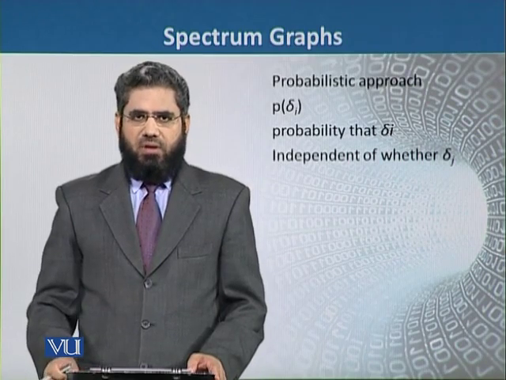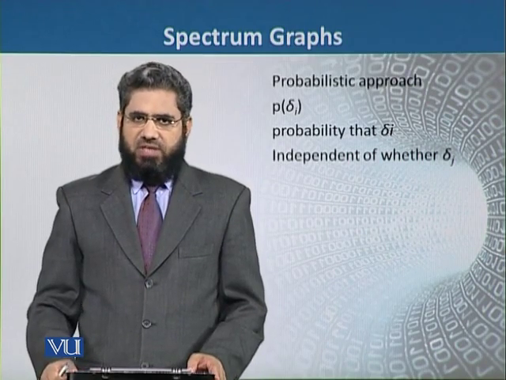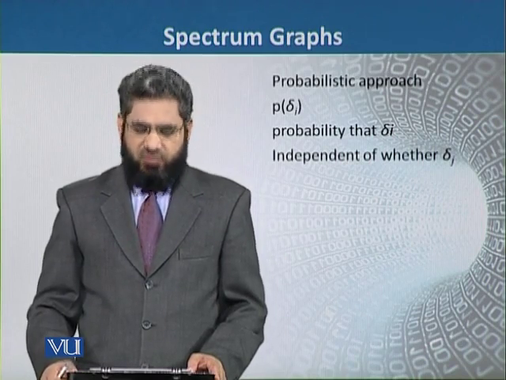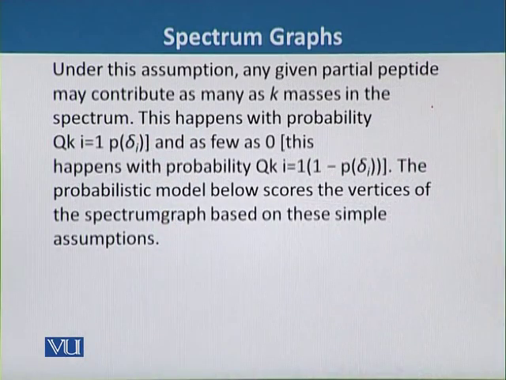So the ions that are generated by the same peptide are independent of each other. Under this assumption, any given partial peptide may contribute as many as k masses in the spectrum, and this happens with probability p, and as few as 0, and this happens with the probability 1 minus p delta ij. So the probabilistic method below scores the vertices of the spectrum graph based on these simple assumptions.